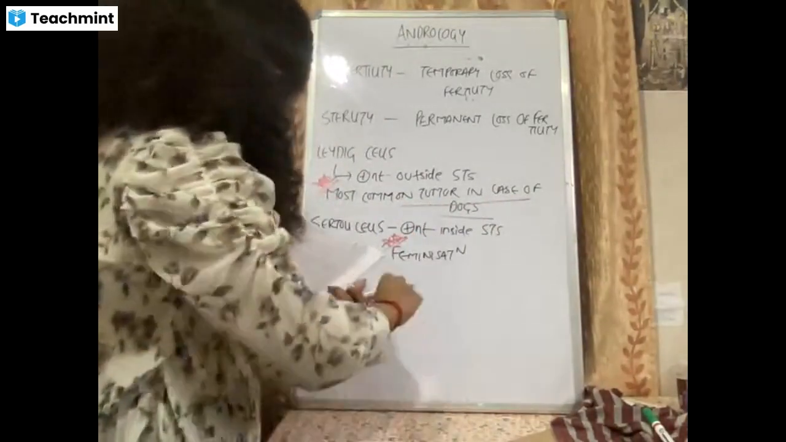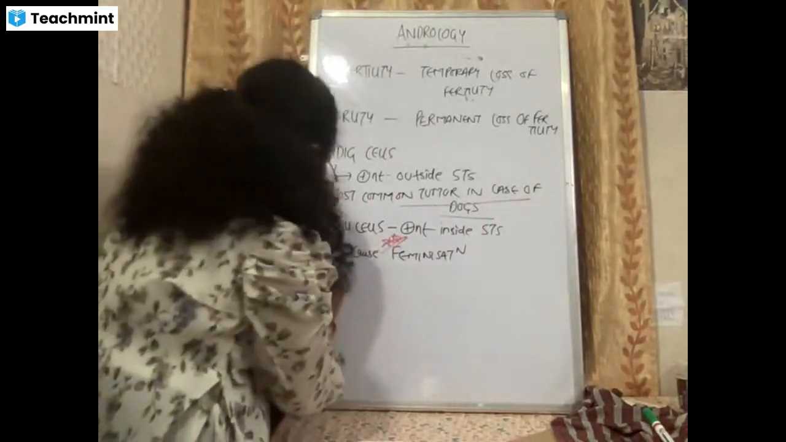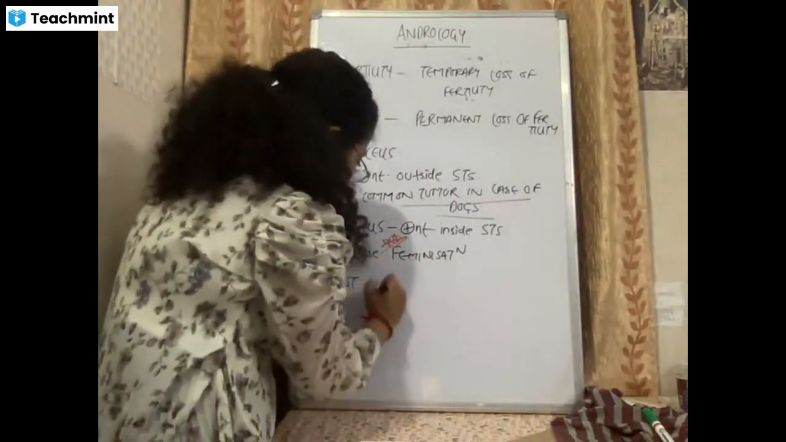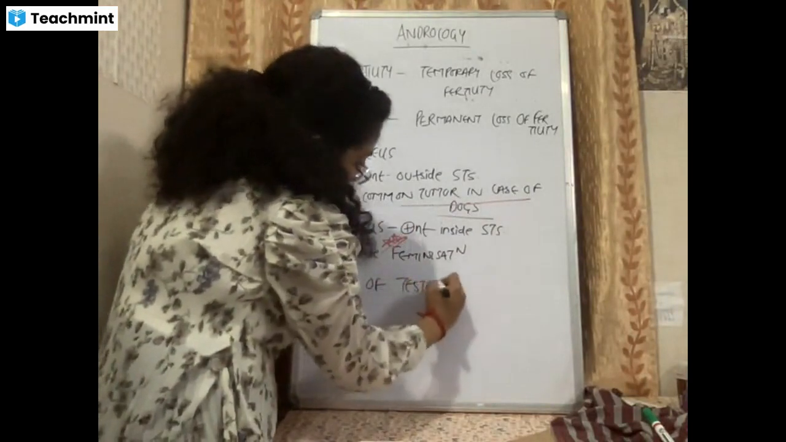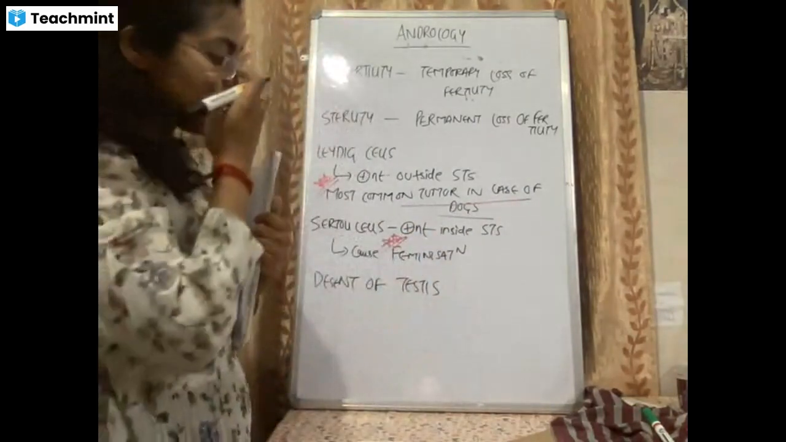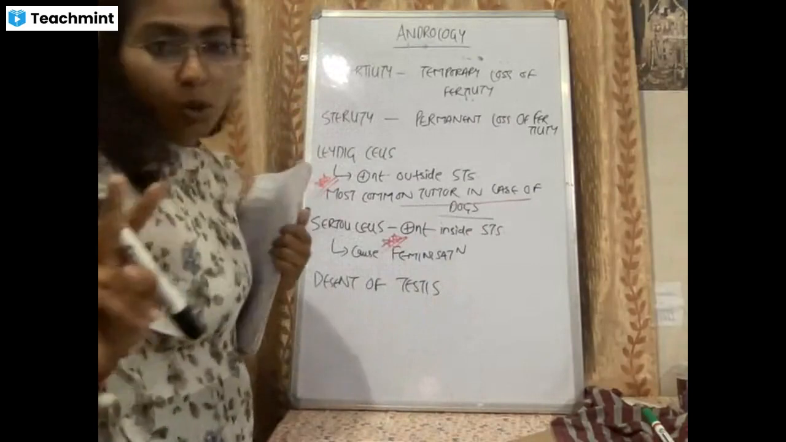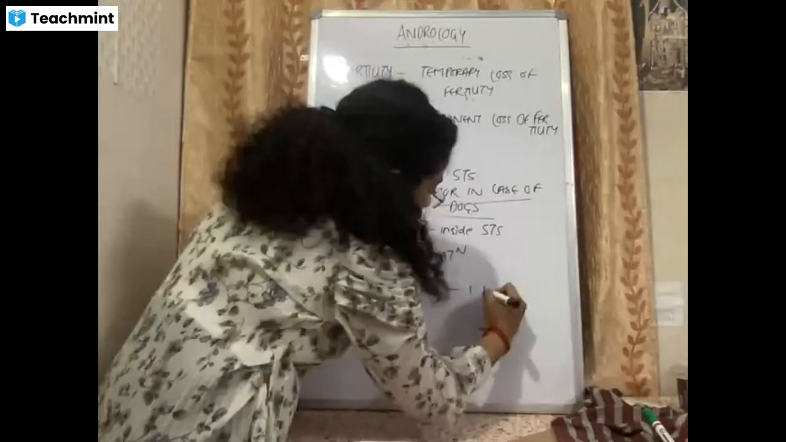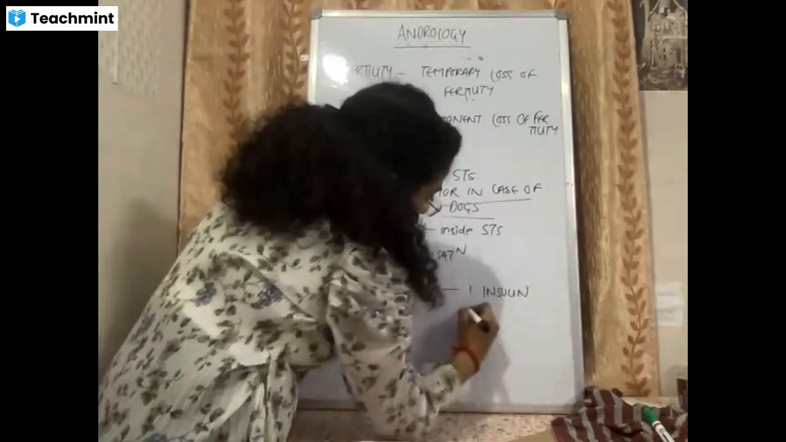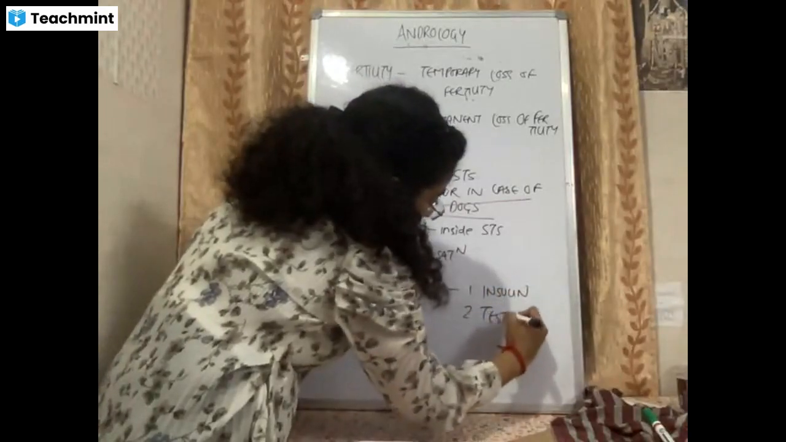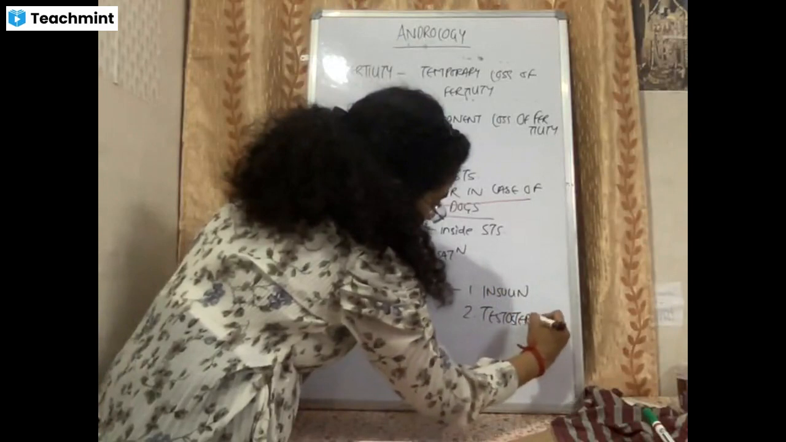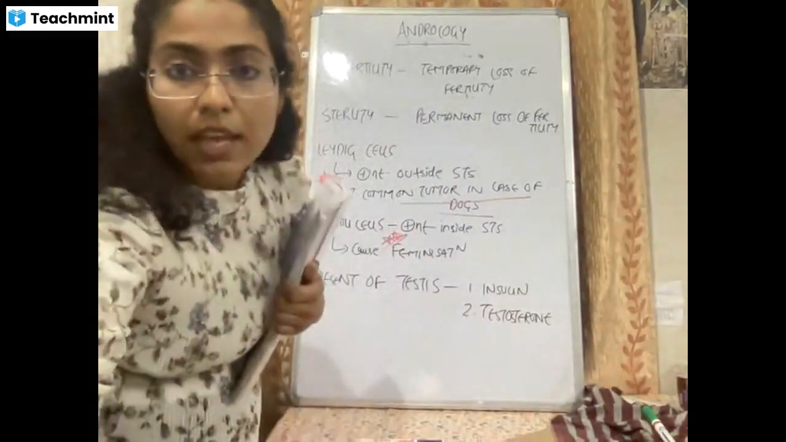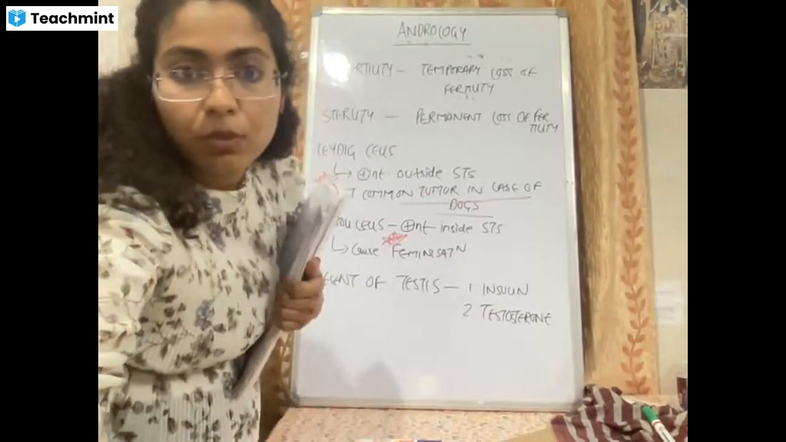Now we know there is the descent of the testis into the scrotum. This is governed by hormones. These are insulin, and the second hormone is testosterone. These two hormones govern the descent of the testis into the scrotum.